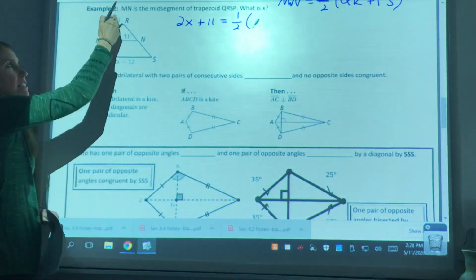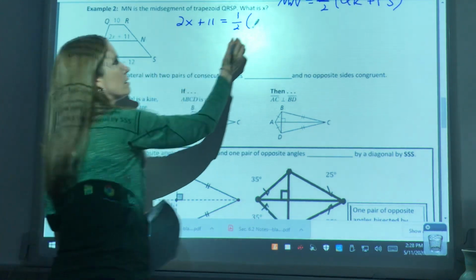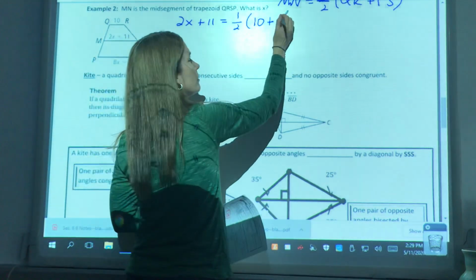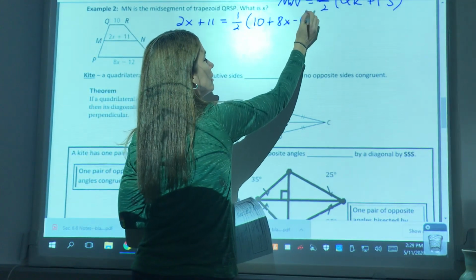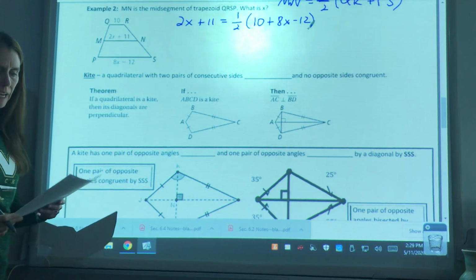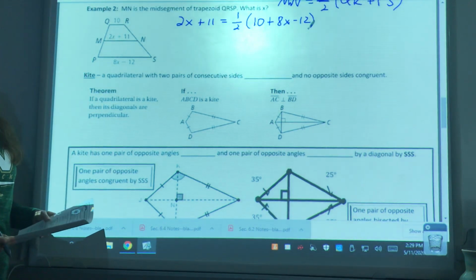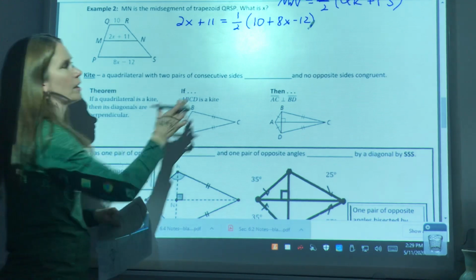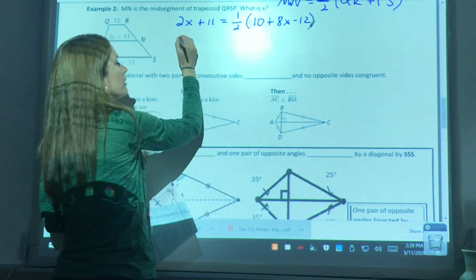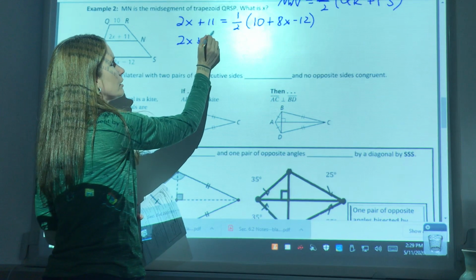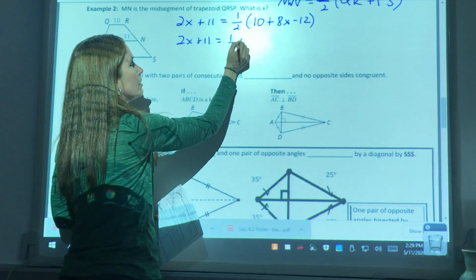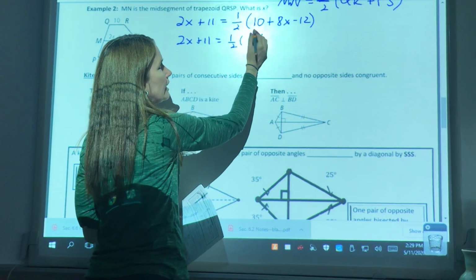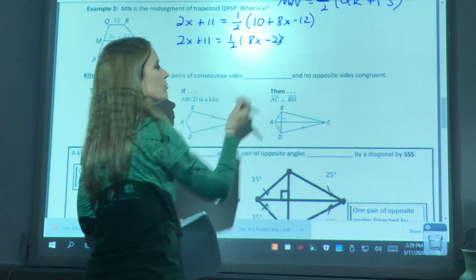And now I'm going to add together my two bases. So 10 plus 8x minus 12. Now I'm just using my algebra to solve for x. When I do that, I'm going to go ahead and combine my like terms together here, keeping everything else the same so far. So if I want to write the 8x first, I can, and then 10 minus 12 is -2.